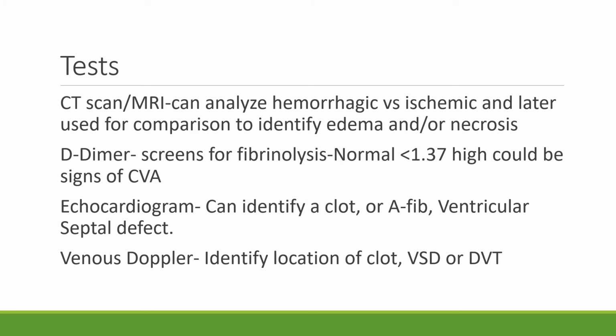The D-dimer blood test screens for fibrinolysis. Normal is less than 1.37. A high D-dimer can be a sign of a CVA because it's detecting clots. Echocardiogram can identify a clot. It can identify AFib. It can identify a ventricular septal defect. A venous Doppler will also identify a clot, and it can identify the VSD or a DVT.